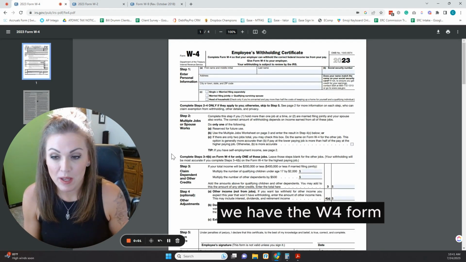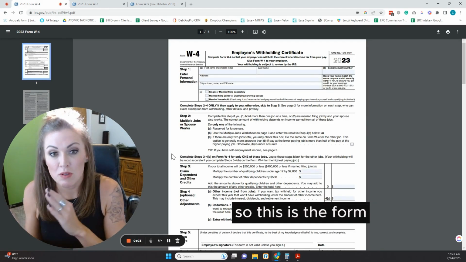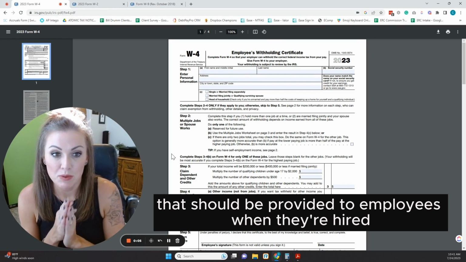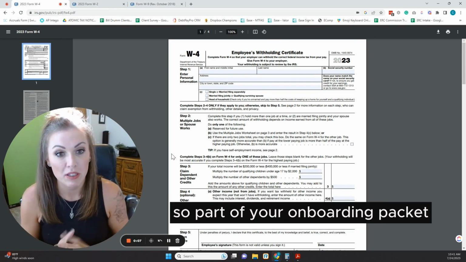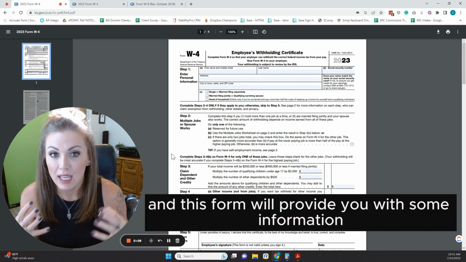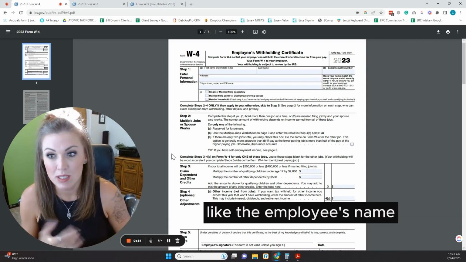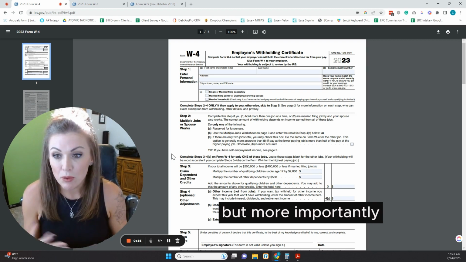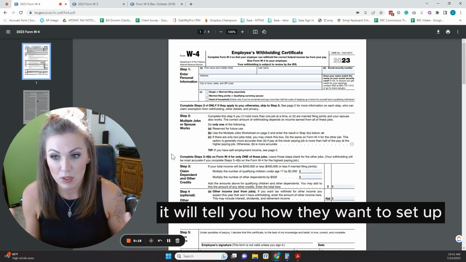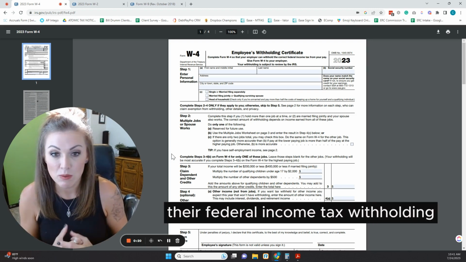And then lastly, we have the W-4 form. So this is the form that should be provided to employees when they're hired, so part of your onboarding packet. And this form will provide you with some information you may need for payroll, like the employee's name, social, and address. But more importantly, it will tell you how they want to set up their federal income tax withholding.